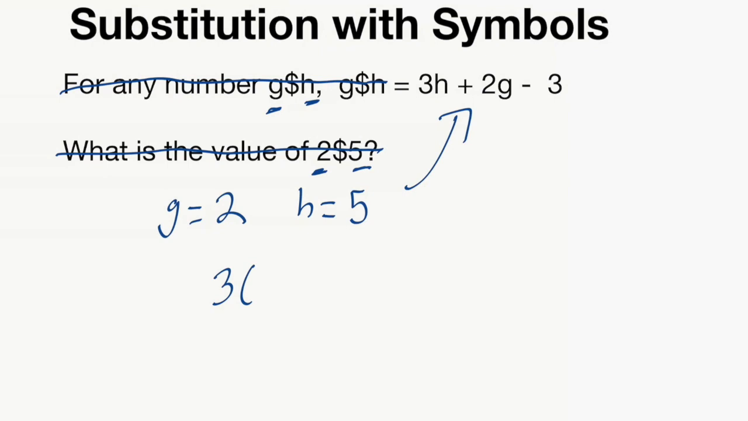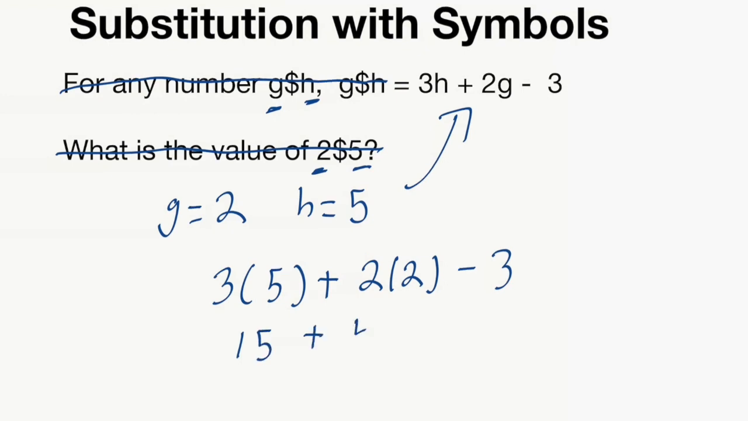Okay, if we substitute 5 for H, we'll get 3 times 5, and then if we substitute 2 for G, we'll get 2 times 2 minus 3. So we have 15 plus 4 minus 3. This becomes 19 minus 3. So our final answer is 16.